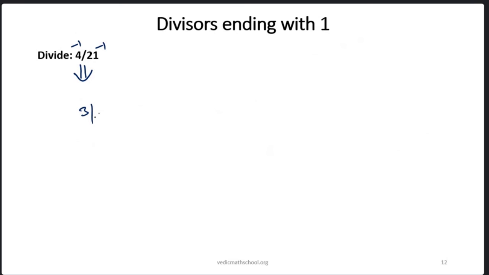So this will become 3 upon 20. So now it will become 0.3 upon 2. That is clear. Now 3 will be divided by 2. So what is the quotient? 1. What is the remainder? 1. Right. Now whatever I'm going to tell you, this will not be easy for you.